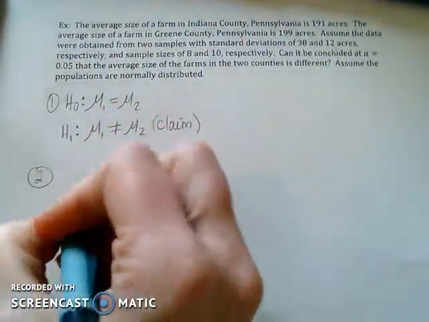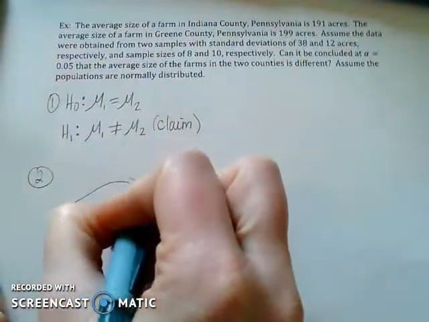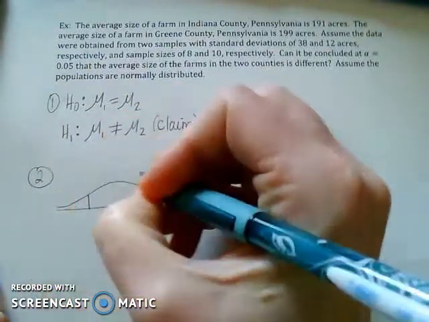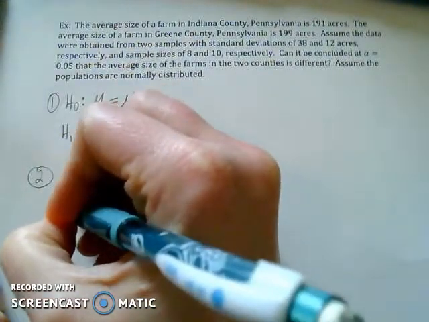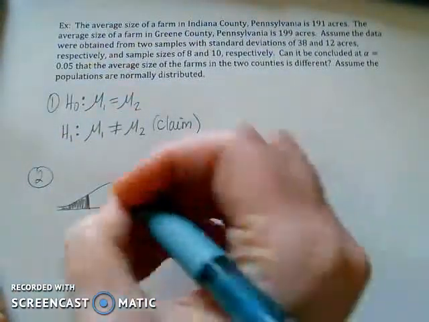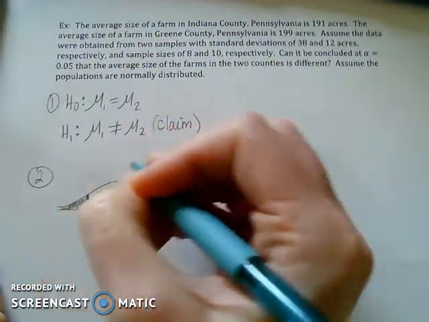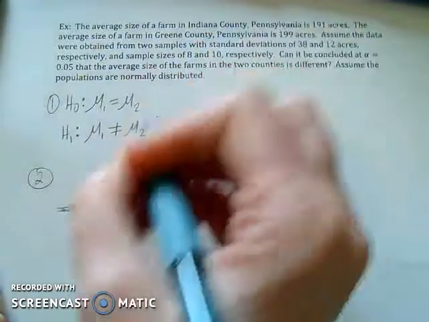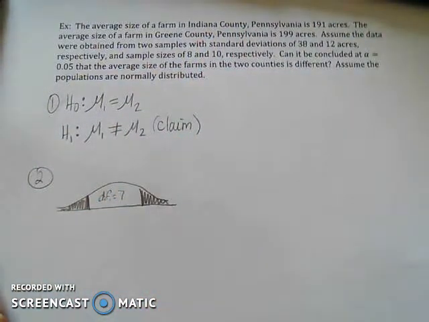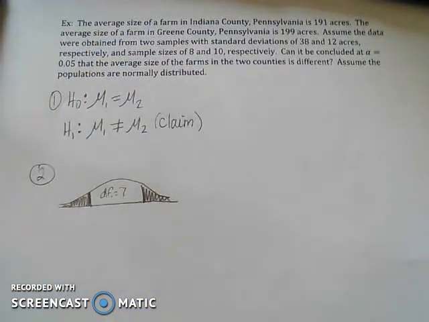Step 2. Not equal to means it's a two-tailed test. Your degrees of freedom, so our sample sizes are 8 and 10. 8 is smaller, so then we take one away. So your degrees of freedom is going to be 7.